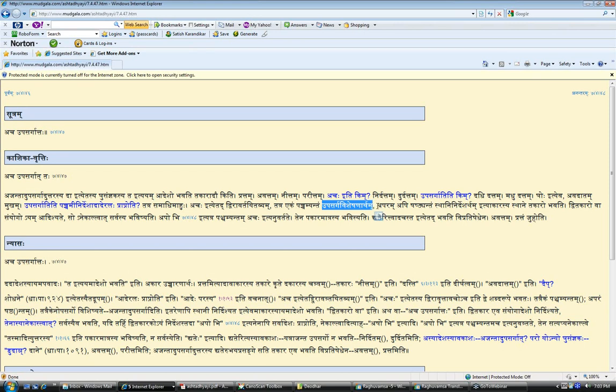The second, aparam api shashtyantam, make it a shashtyantam, sthani nirdeshartham. A lot of typos here, please correct the typos. It becomes sthani nirdeshartham, so it tells me what the sthana is: iti akarasya sthane takara bhavati.